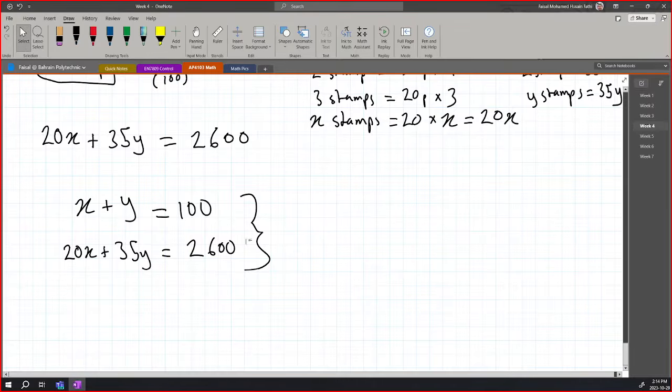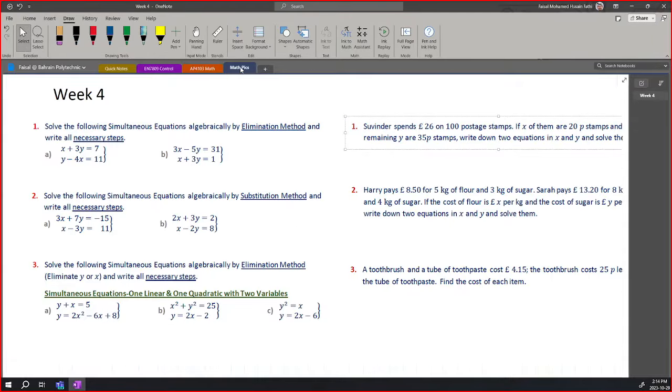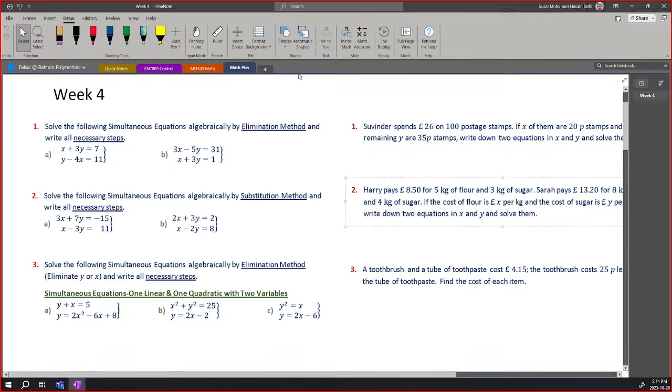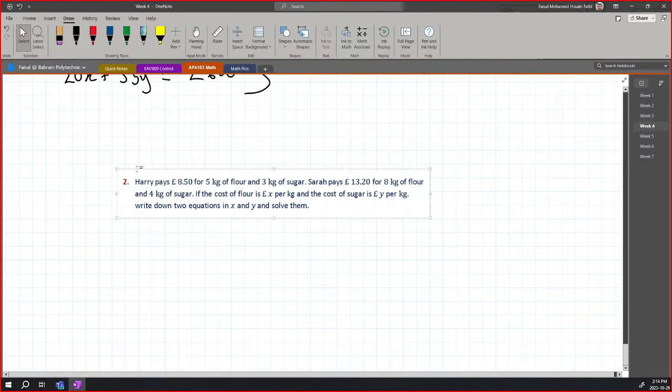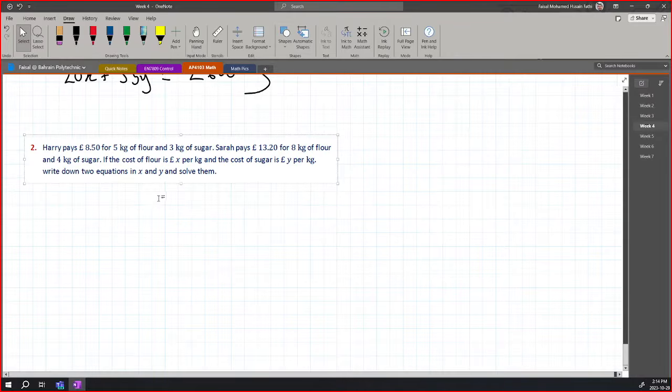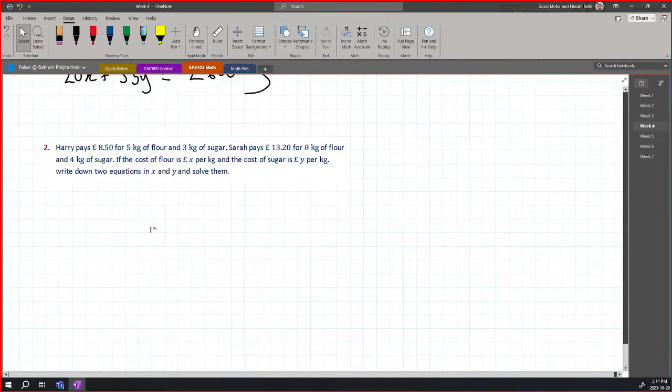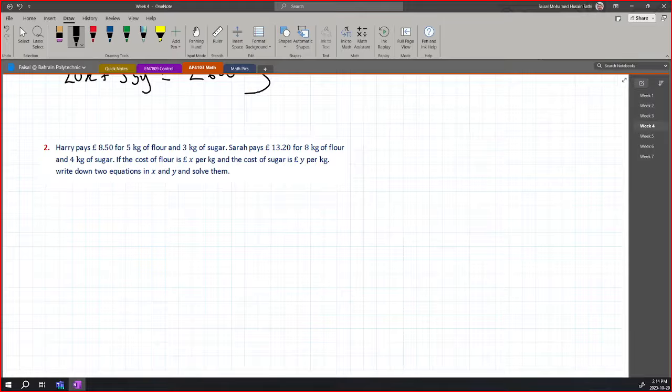Okay then. Let's go to the next question. Harry pays £8.50 for 5 kilograms of flour and 3 kilograms of sugar. Sara pays £13.20 for 8 kilograms of flour and 4 kilograms of sugar. If the cost of flour is £x per kilo and the cost of sugar is £y per kilo, write down the two equations.